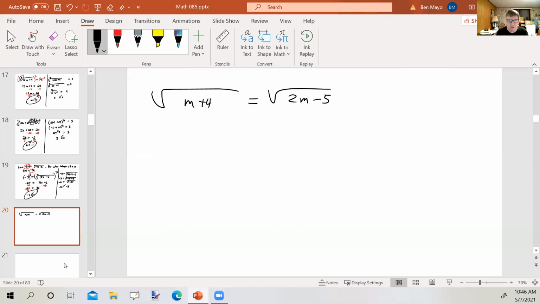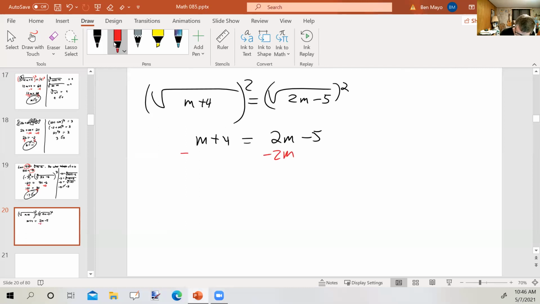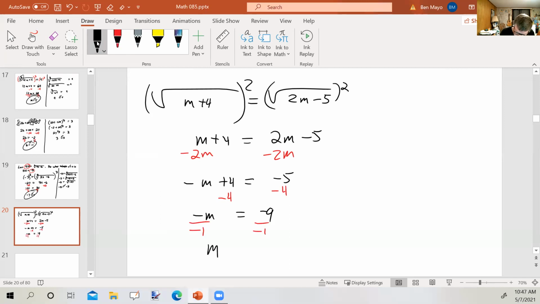So I've got one on both sides of the equation. They're both square roots, so I will square both sides, and I get m plus 4 equals 2m minus 5. I'll go ahead and solve for m on the left side of the equation. So I'm going to subtract 2m from both sides, giving me -m plus 4 equals -5. I'll subtract 4 from both sides. I get -m equals -9. Divide both sides by -1, and m equals +9.